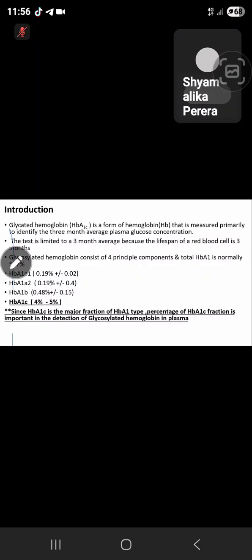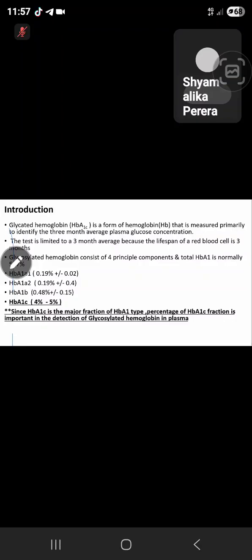HbA1 is normally 5 to 7% in a person. But out of this HbA1, there are HbA1a, HbA1b, and HbA1c, and HbA1c is the most predominant one. So that's why we select this glycated hemoglobin HbA1c to assess the plasma glucose levels in your blood.